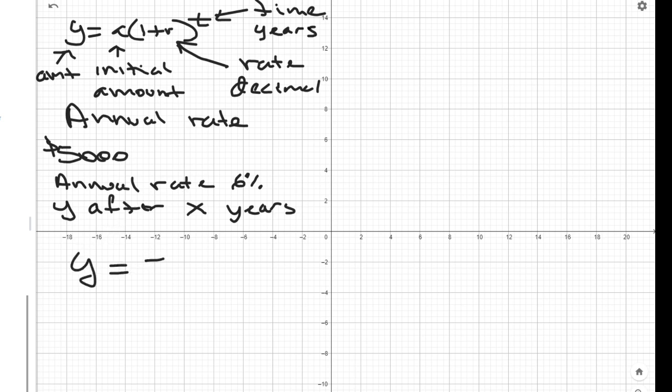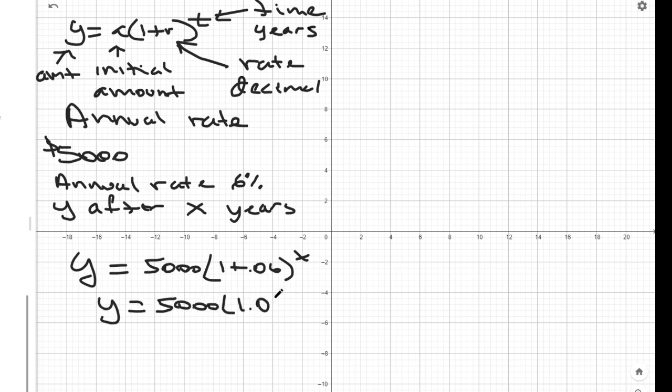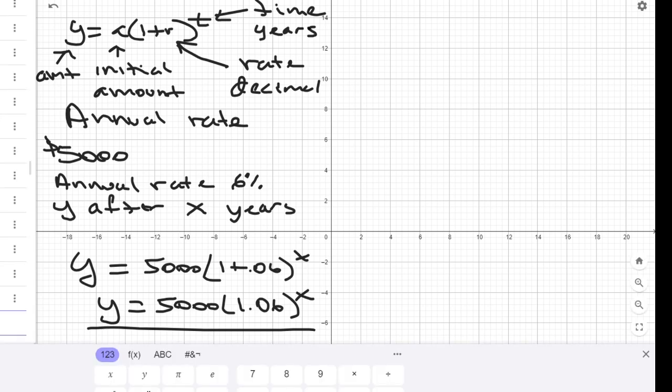Okay? So let's come up with an equation that models this situation. Y equals 5,000 times the sum of 1 and 0.06. 0.06 is the percent after X years. So that's what we have. Let's just simplify this a bit more: 5,000 times 1.06 to the X degree. This will be your equation. And we know it's going to be exponential. So let's see if we can graph it so it gives you an idea of what it looks like.